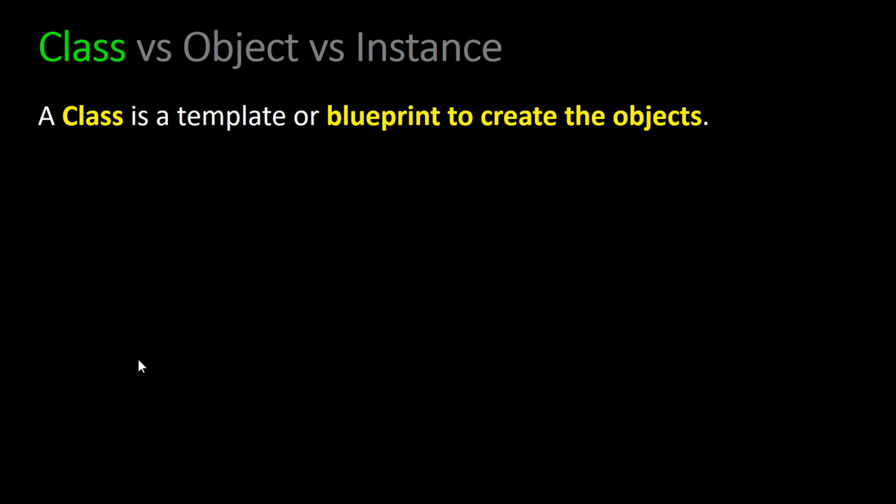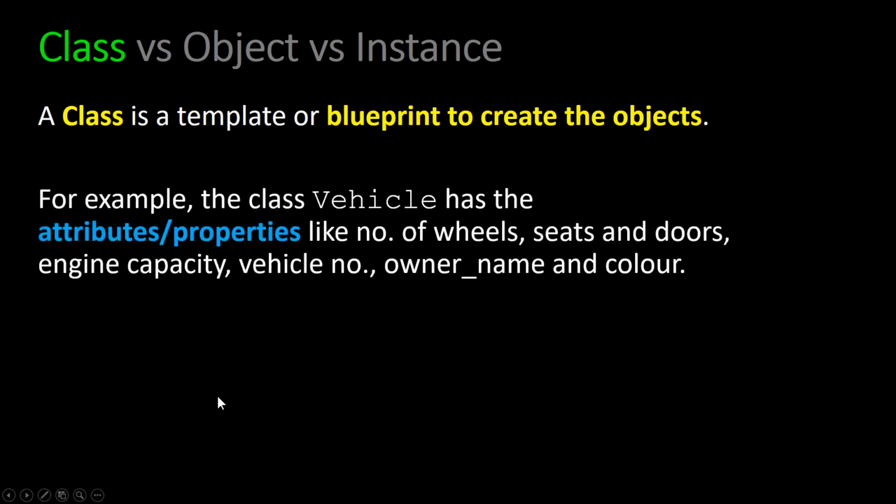What is a class? A class is a template or a blueprint to create the objects. For example, the class vehicle has attributes or properties like number of wheels, number of seats, number of doors, the engine capacity, the vehicle number, the owner's name, and color. These are all the attributes or properties of a vehicle.